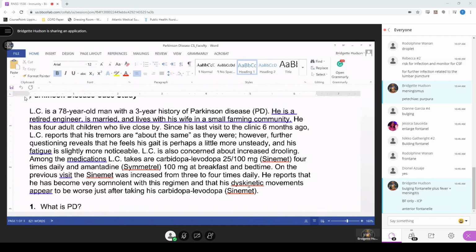On the previous visit, the carbidopa, levodopa was increased from 3 to 4 times a day. He reports that he's become more somnolent with his regimen and that his dyskinesia movements appear to be worse just after taking the medication. So, okay, guys, what's Parkinson's disease? Where's our deficit? Where's our issue? We have a decreased level of dopamine.